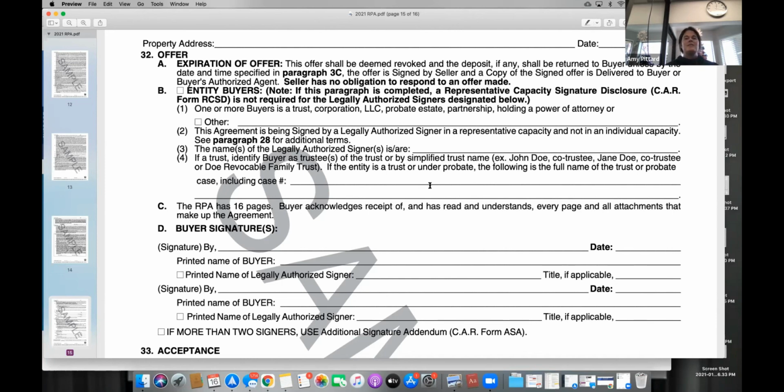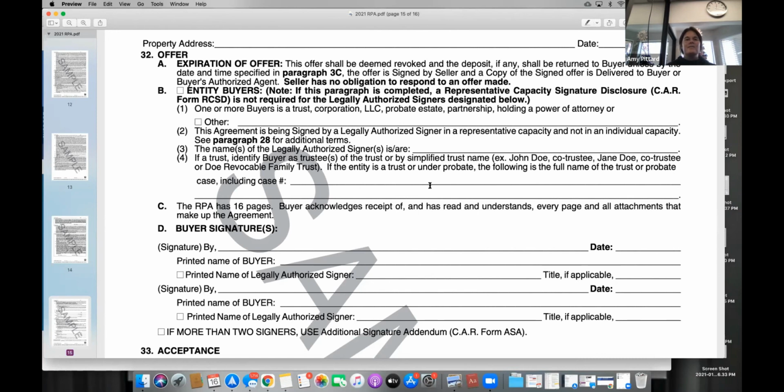Seller has no obligation to respond to an offer made. Okay, seller has no obligation to respond to an offer made. You can ask for proof of delivery, right? Proof that the offer was delivered to the seller for review, but they have no obligation to respond. And that expiration was in part of the grid.